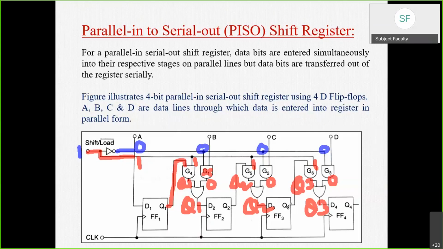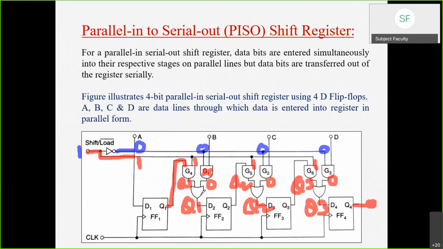It works in serial output fashion. In serial in, serial out, we have seen that the output of the first flip-flop has been connected to the input of the second flip-flop and so on. So a similar thing is going on here. At the output of the fourth flip-flop, that is Q4, you can collect all the sequence which we have already stored in these flip-flops. So these data bits will be transferred at the output in serial fashion.